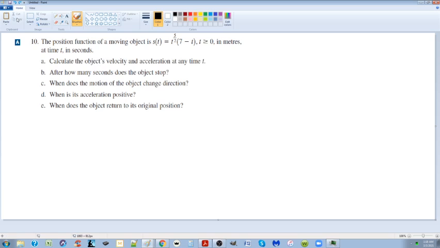Calculate the object at time t. So that just means take the derivative and the second derivative. So here's velocity, and here's acceleration. Now, personally, I think it's a lot easier to take the expansion. However, the derivative of that is pretty easy. So looking at the power rule, the product rule rather, screw it. Let's expand it out.